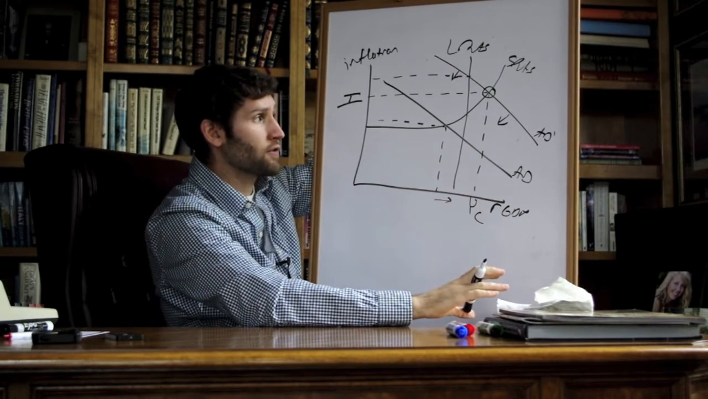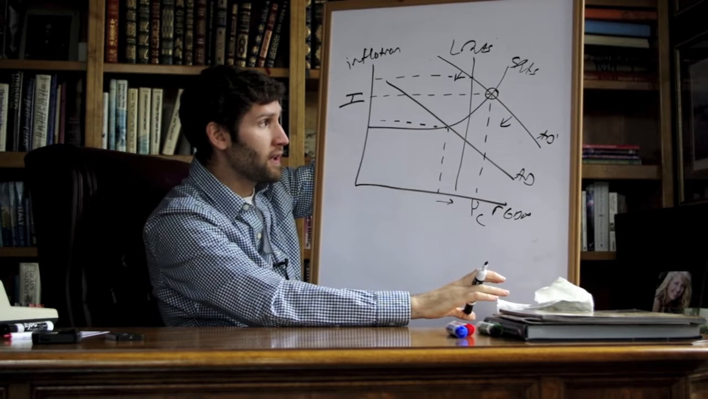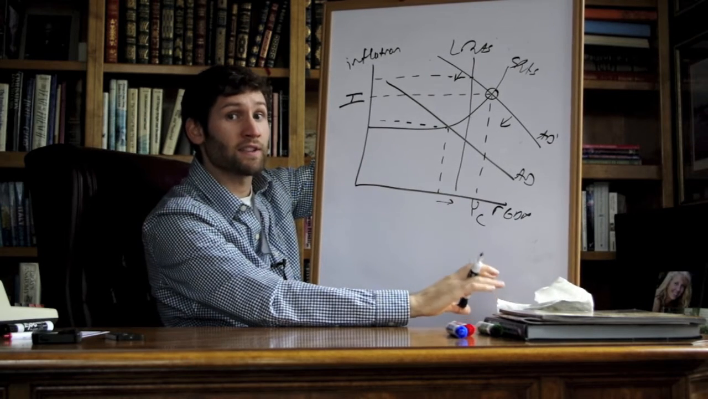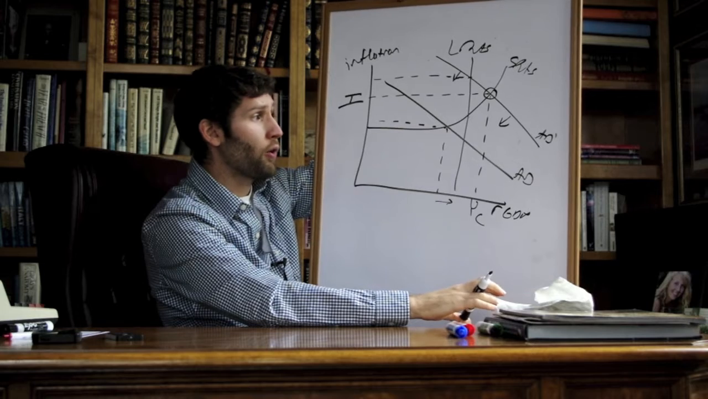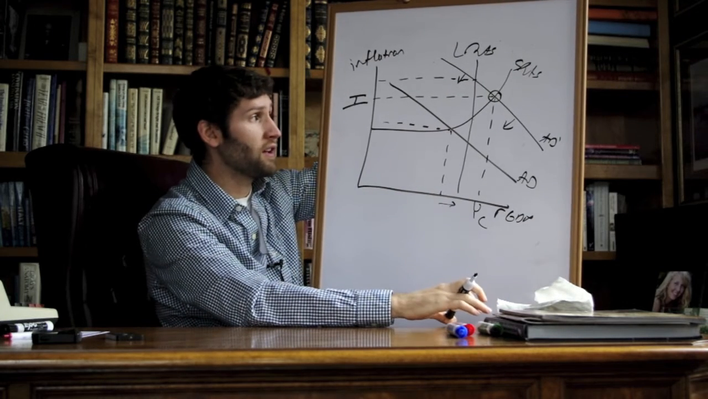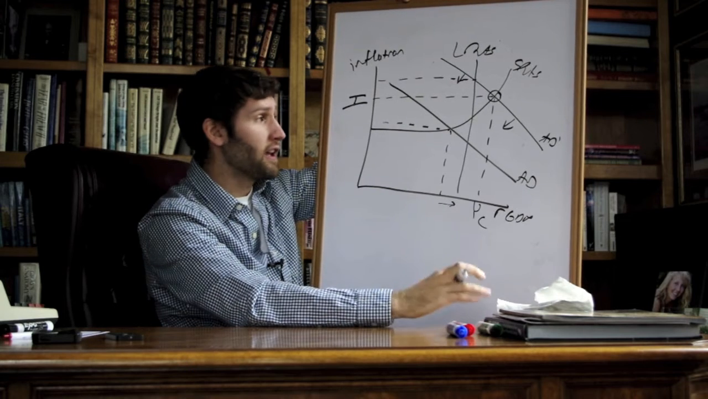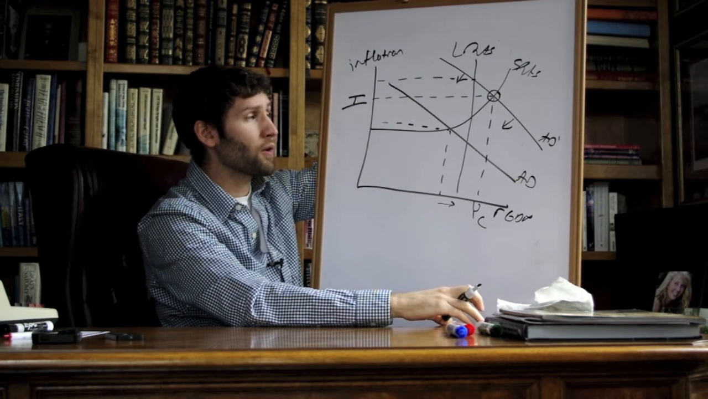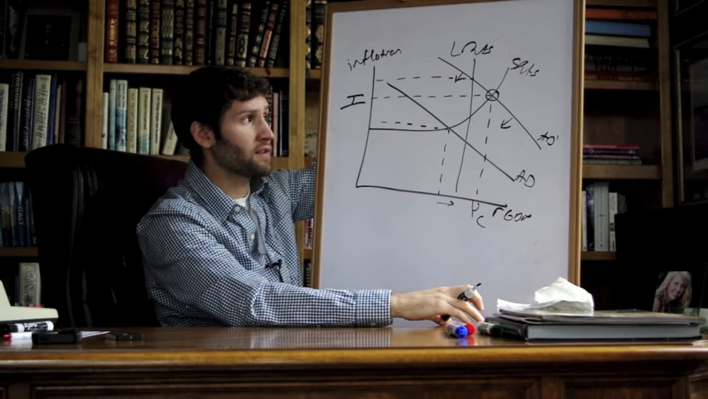We can do that through fiscal policy. That would mean increasing taxes or decreasing government spending, or we could do it through monetary policy. Through monetary policy, we could increase the reserve ratio, increase the discount rate, or choose to sell bonds.